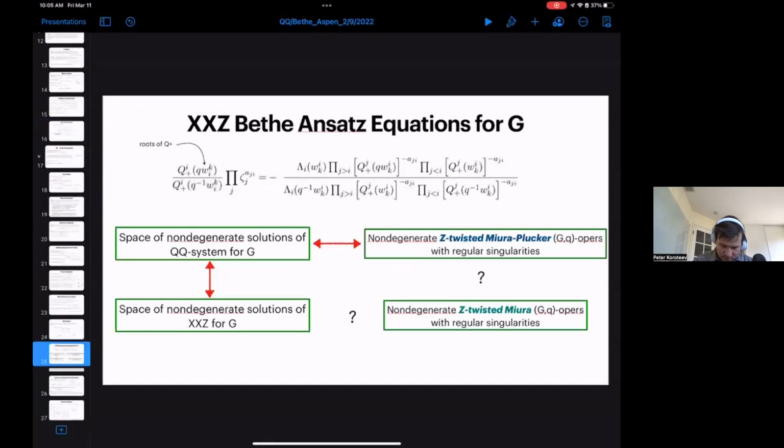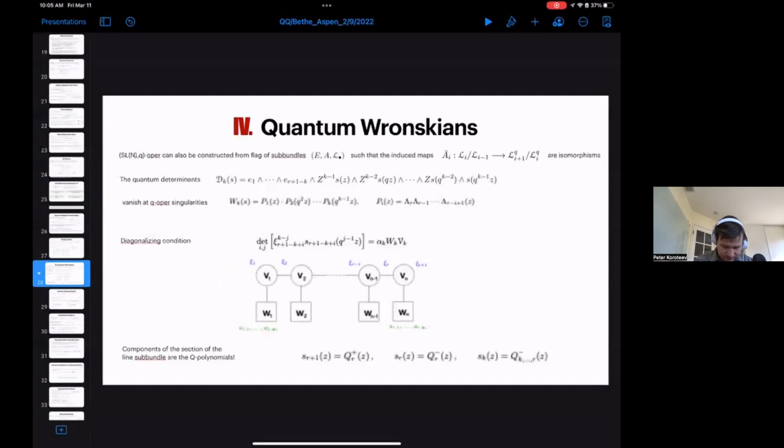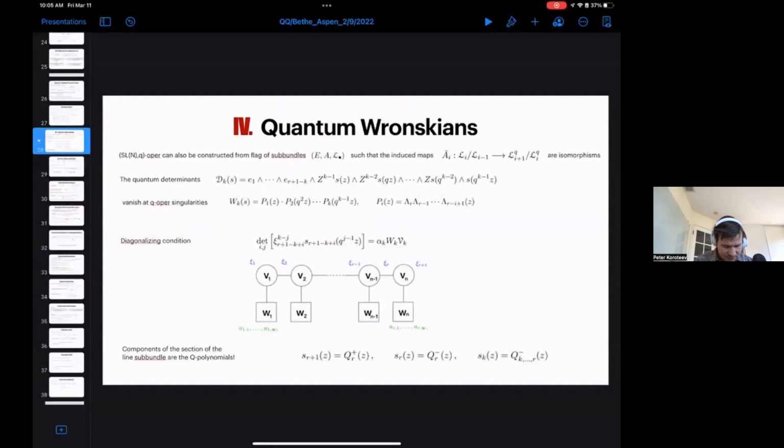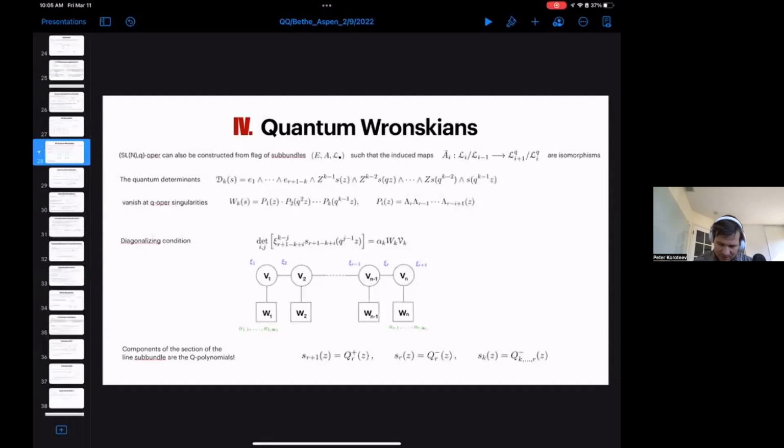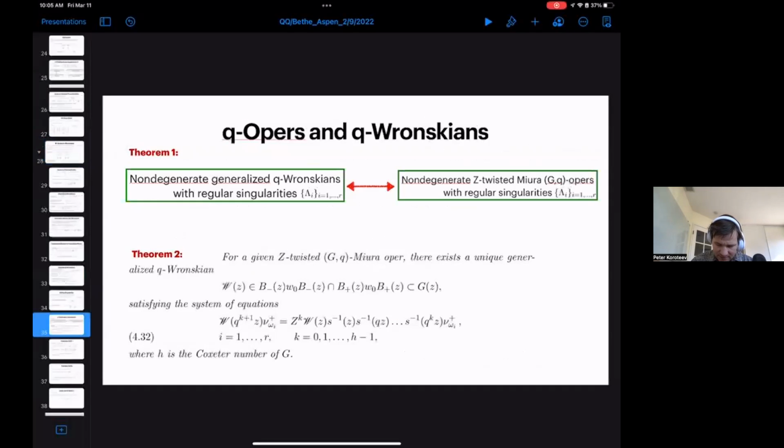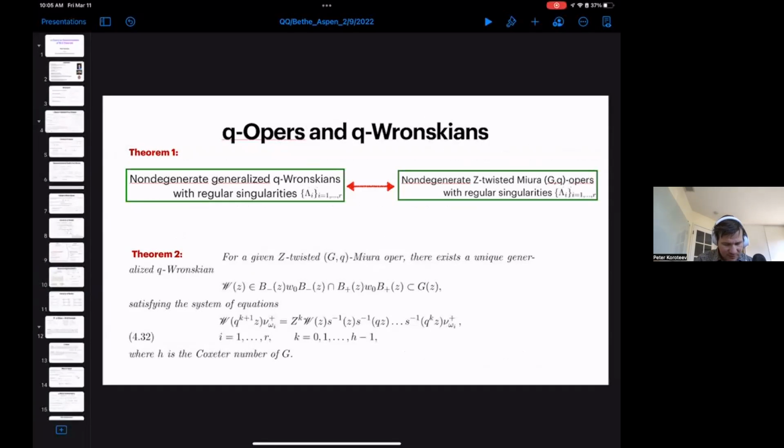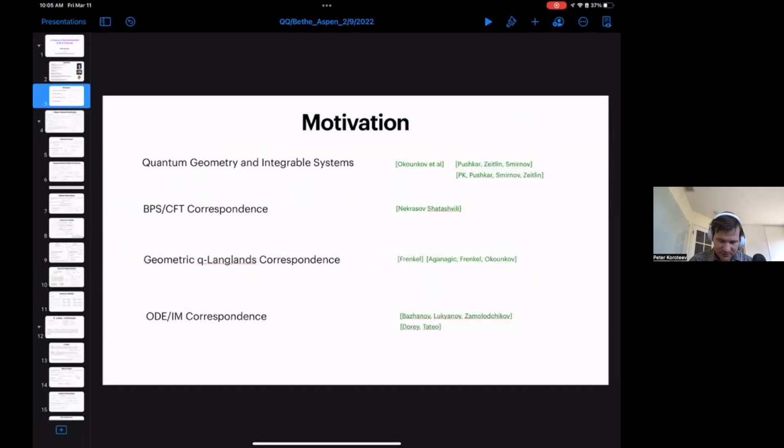Okay. So yeah, basically good. And the story goes on. For example, we can talk about quantum Wronskians. You can think about Opers in terms of these quantum Wronskians, but we should get the paper about ODIM very soon, so stay posted. Okay, other questions?